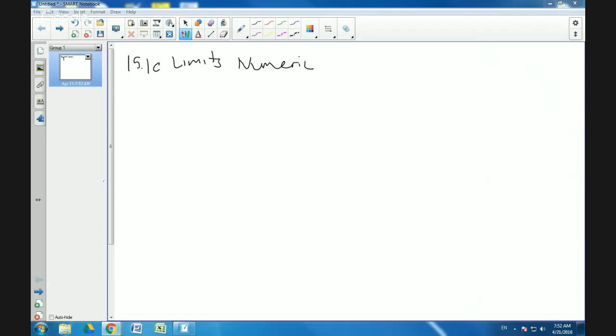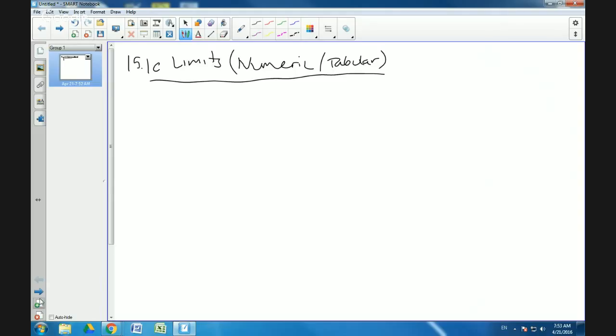So we're talking limits again. You can call these numeric. Some people call them tabular because we're going to use a table with numbers in it. Like I said, we've done this before, so it shouldn't be a reach for you. We just didn't call it a limit at the time because you didn't know that word.